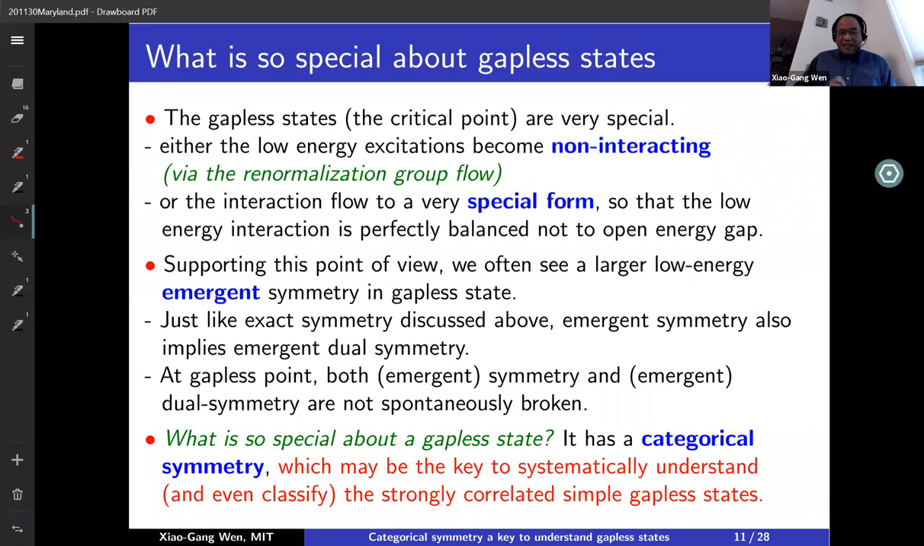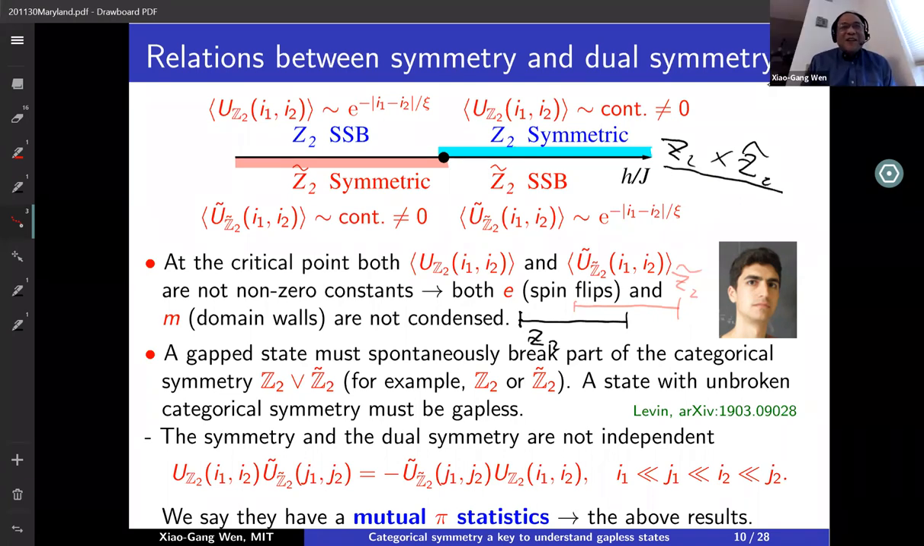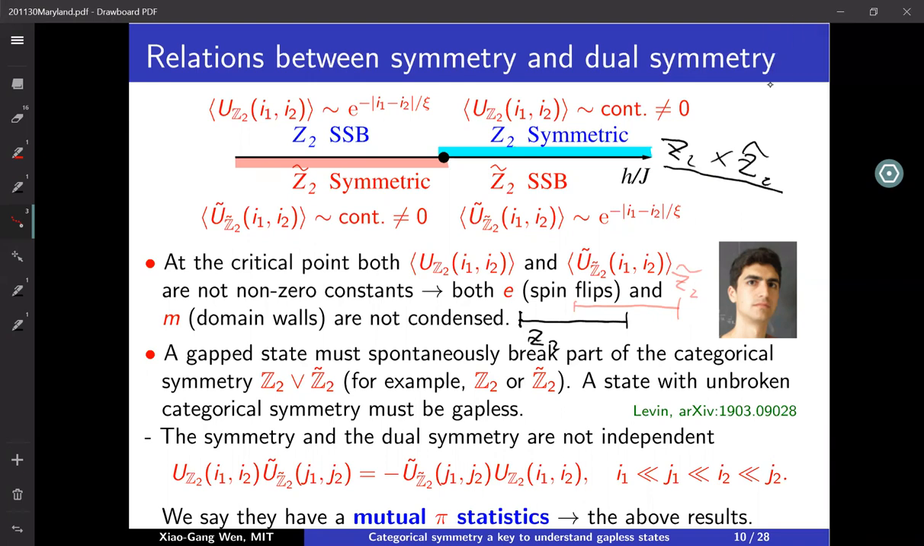So any question here? Yeah. I can actually ask one. To have an unbroken categorical symmetry, if the category is modular, there can't be any categorical symmetry. Very good question. And the answer is yes.